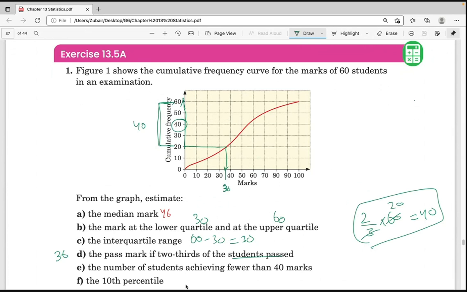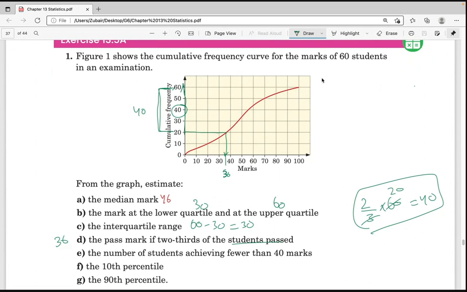E part says the number of students achieving fewer than 40 marks. This is in the reverse direction. Fewer than 40 marks are on the x-axis. If I see here, 22, 23. 22, okay, 23, 22. So less than 40 marks are 22 students.